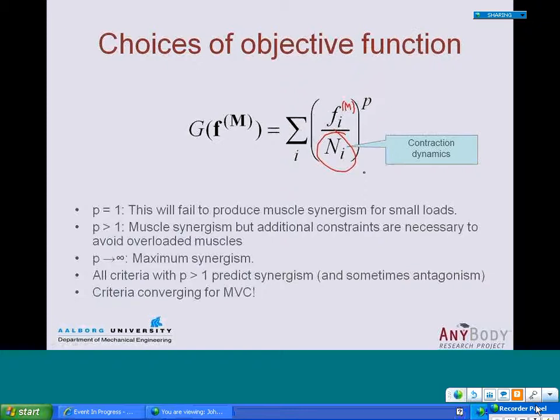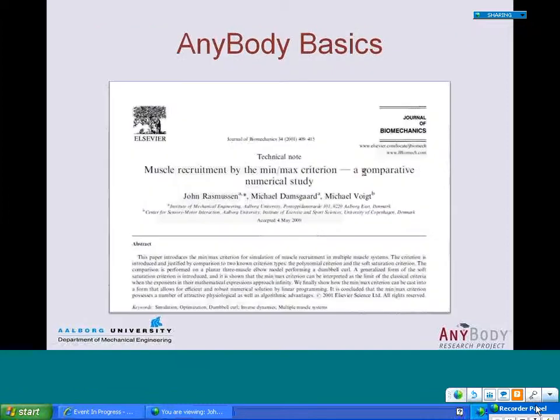I don't want to go too much into the mathematics here, because a webcast is really not a good forum to convey that kind of information. If any of you want to know more about this, there is a paper in the Journal of Biomechanics that you can consult, which is this one, Muscle Recruitment by the Min-Max Criterion. And that has a lot of those considerations and the math behind them that I'm discussing here.